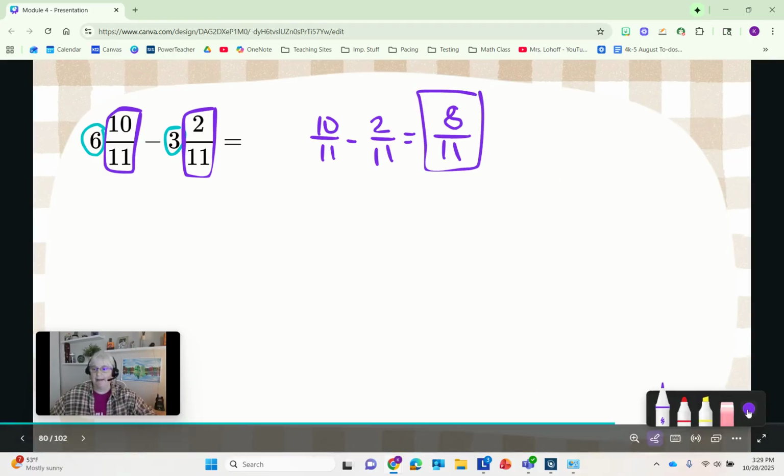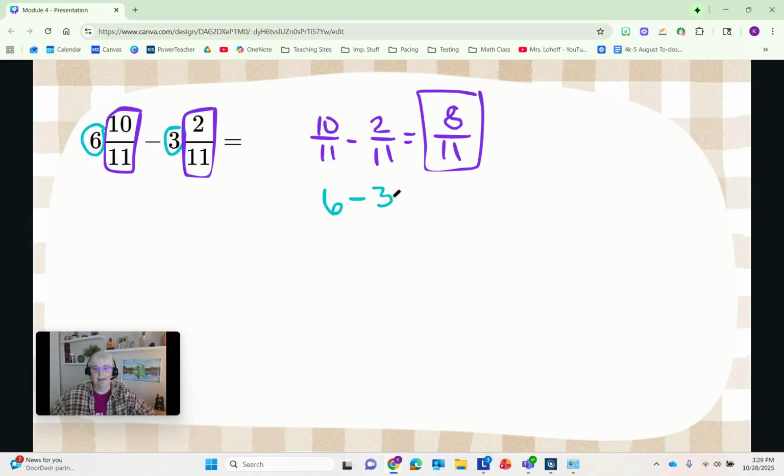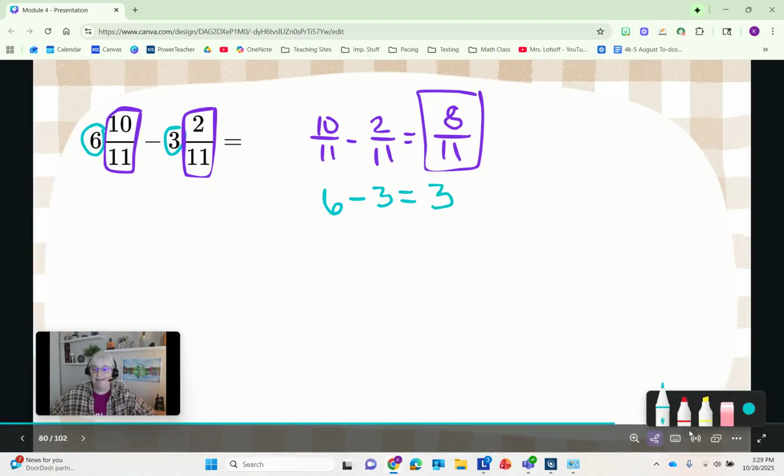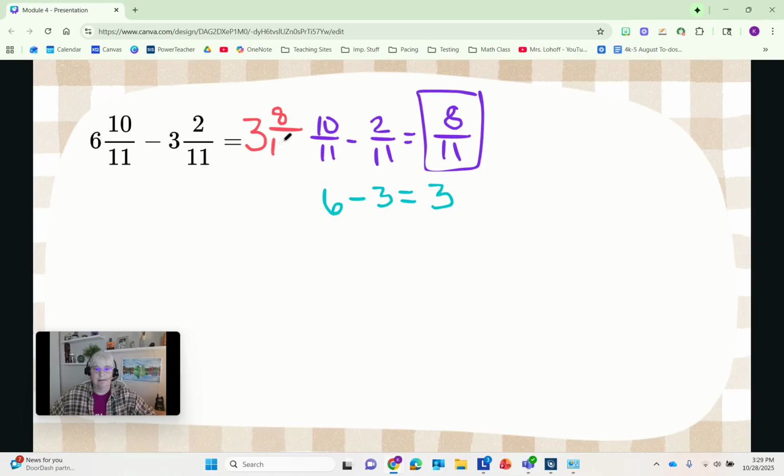Now let's look at the whole number part of our answer. We have 6 minus 3, which equals 3. Now we're ready to put these two parts back together for our final answer, because we need our answer in the form of a mixed number when we have both parts, which we do. So our answer will be 3 and 8 elevenths. I put together these two parts right here from our subtraction, and this is the final answer.